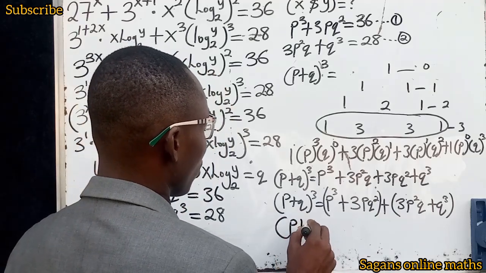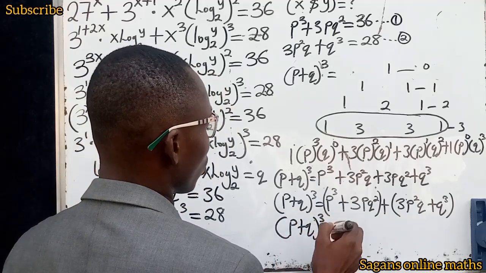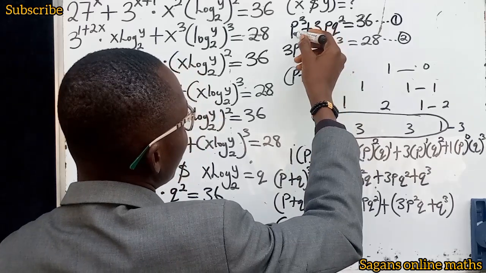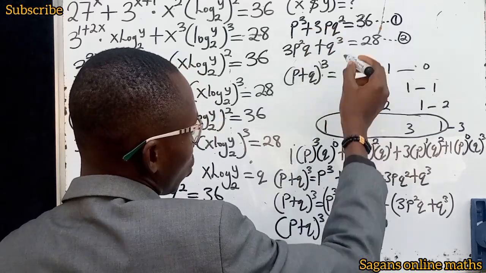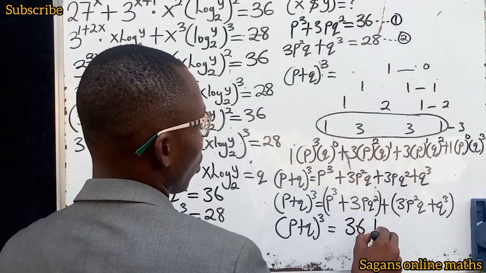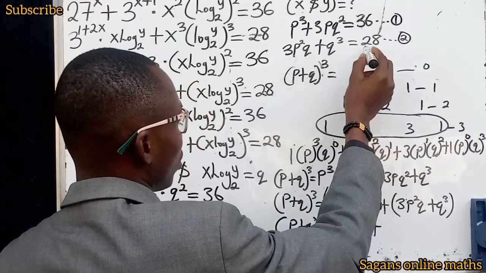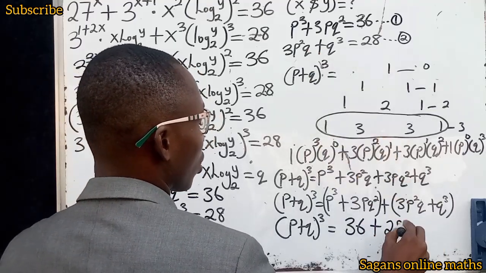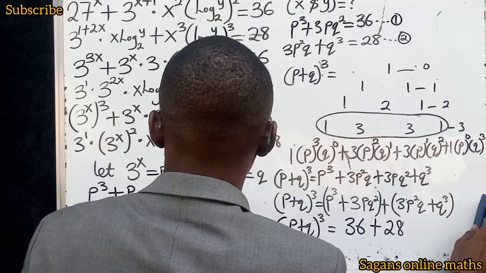Into p plus q to the power of 3 is equal to what? All this is 36, you can see. So yes, 36, plus all this is what? All this is 28. So yes, 28. Wow, this is amazing. So you can remove this from here.